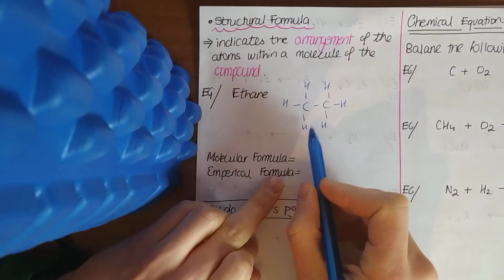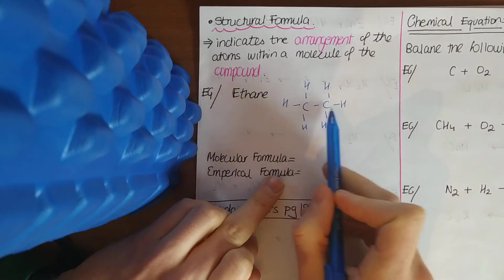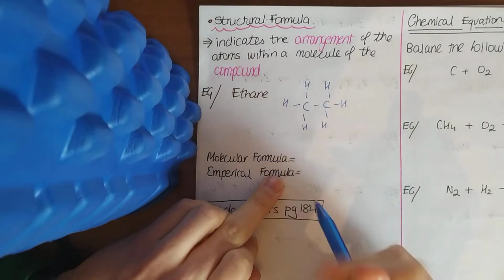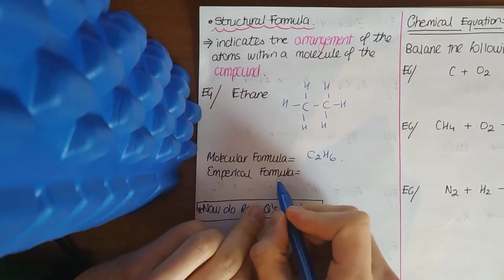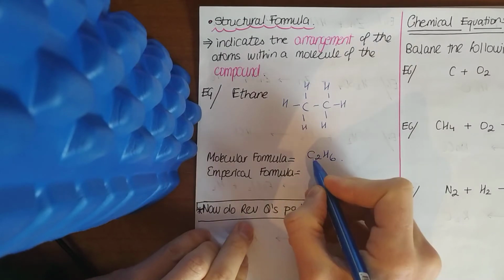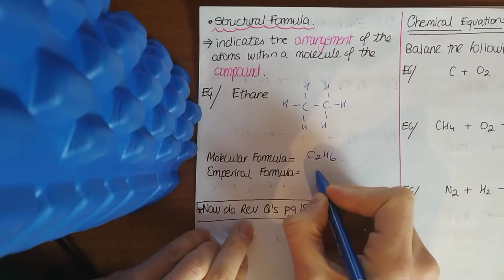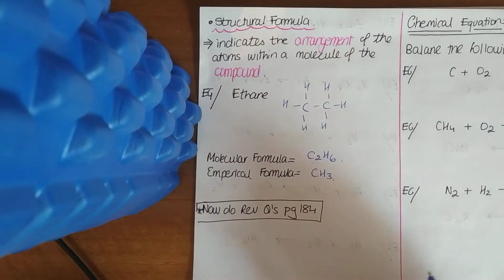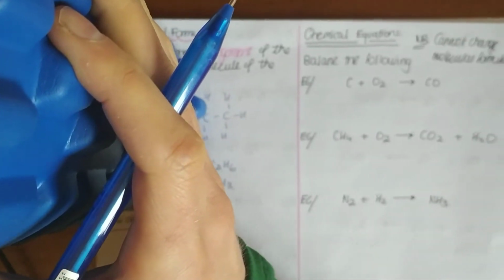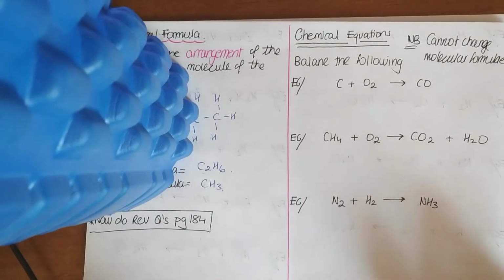The molecular formula of that indicates how many of each element is present. So we've got C2H6. And then your empirical formula, the simplest whole number ratio, dividing it by 2, we get CH3. So do the revision questions, page 184 of your textbook, you'll be flying. Now look at balancing equations, and we're nearly there then.